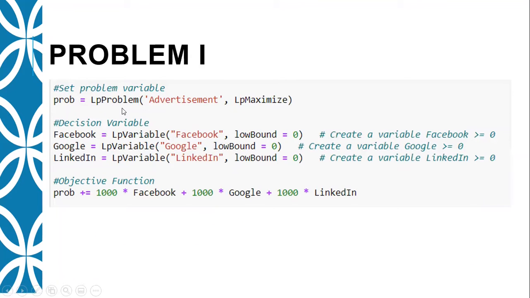So this is how we formulate a problem using Python code. The problem is a maximization problem, and we label it as advertisement. We create these three variables: Facebook, Google, and LinkedIn, with a lower bound of 0. And this is our objective function: 1,000 impressions of Facebook, 1,000 impressions of Google, and 1,000 impressions of LinkedIn. We need to maximize the total impressions.